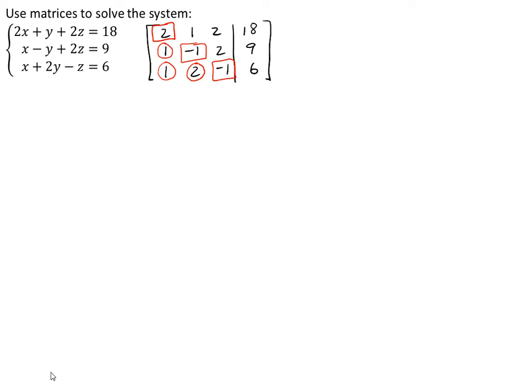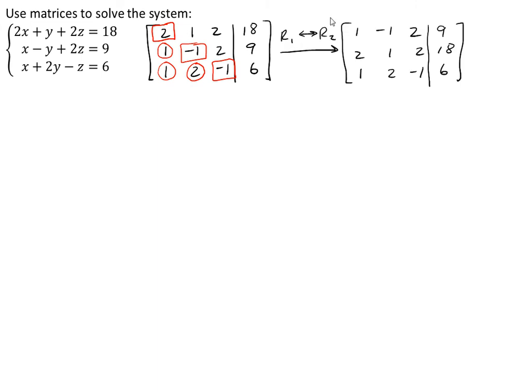So to get a 1 in the upper left, I'm simply going to switch rows 1 and 2. Just interchange those two rows. Okay, and I've indicated that operation that we're using to get from one matrix to the next there. So now I want to focus on getting zeros below that 1 in these two spots here.